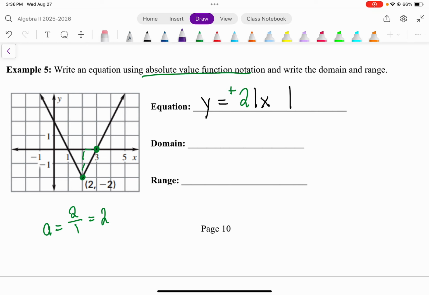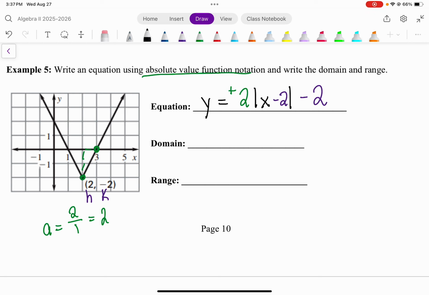The vertex was at 2, negative 2, and remember, the first number is your h value, and the second one is your k. When you plug h into the equation, it should have been the opposite sign, so x minus 2 in the absolute value symbols, and then our k goes after it with a minus 2. Lots of 2's in this equation.